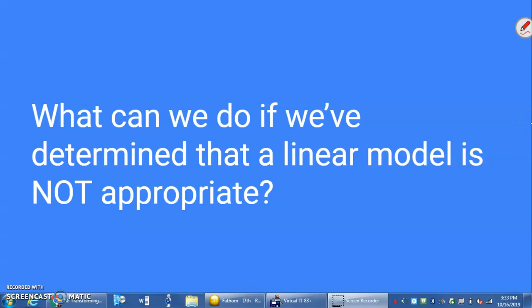So now I want to look at this question. What do we do if we've determined a linear model is not appropriate? We looked at our graph and it doesn't look linear. Can we still use that data? Can we still try a linear model?